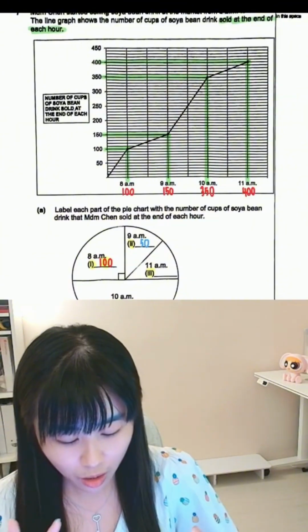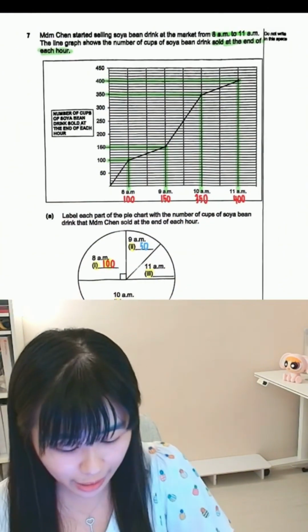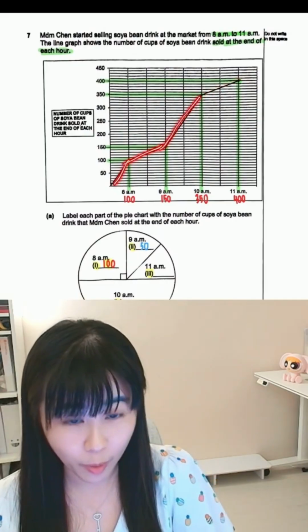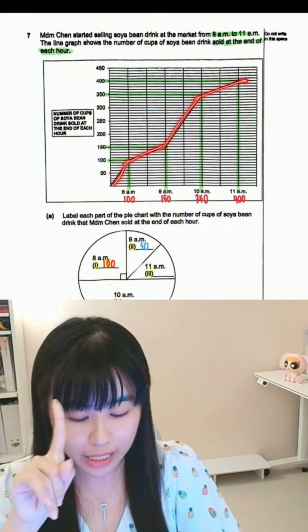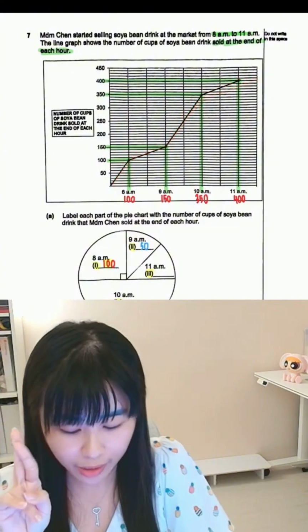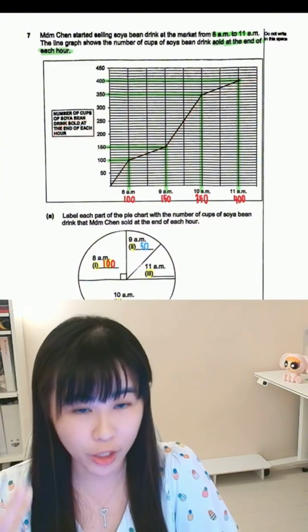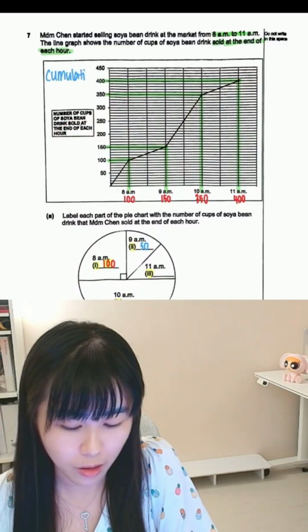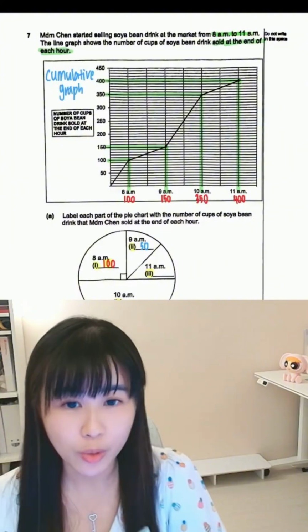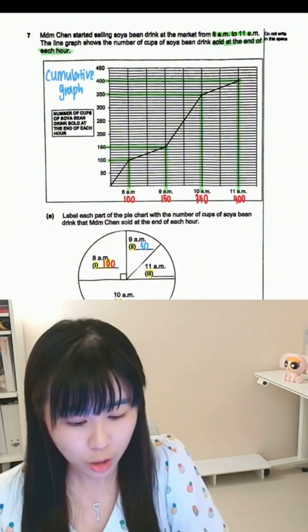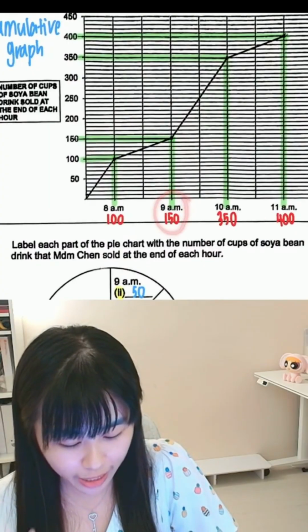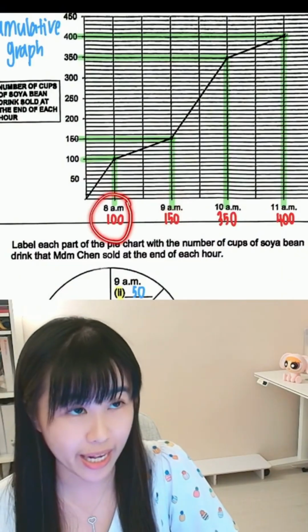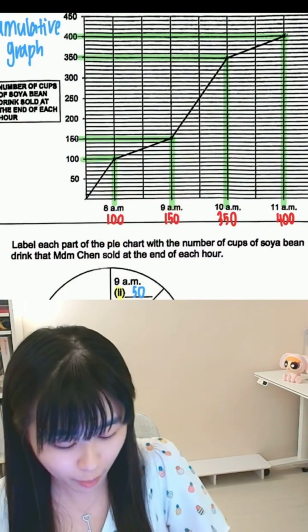Because with this type of graph, you see the line keeps going up. Number one, you see the line keeps going up. Number two, they will say end of something, end of each day, end of each hour. This type of graph is what we call a cumulative graph. Cumulative graph means they accumulate. So for example, when 9 a.m. it has sold 150, it means it included what you have sold at 8 a.m., the 100.